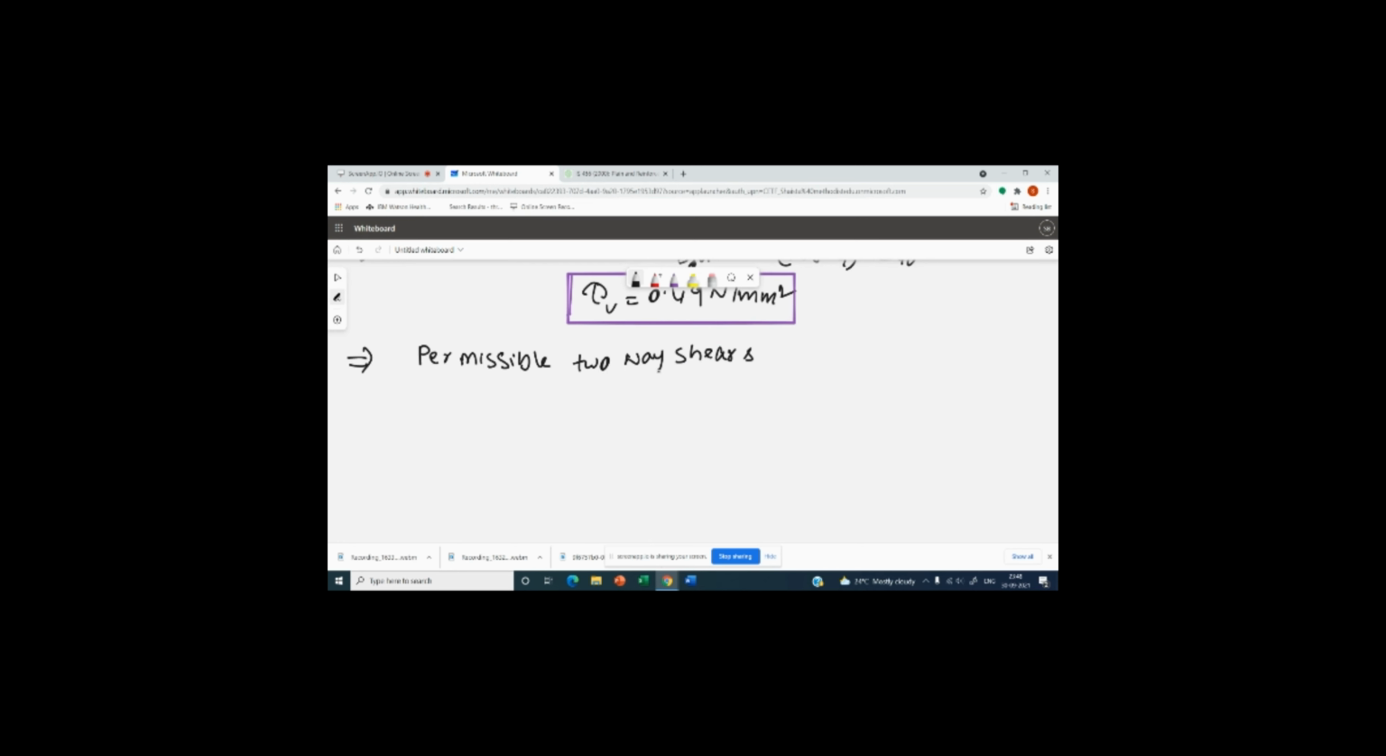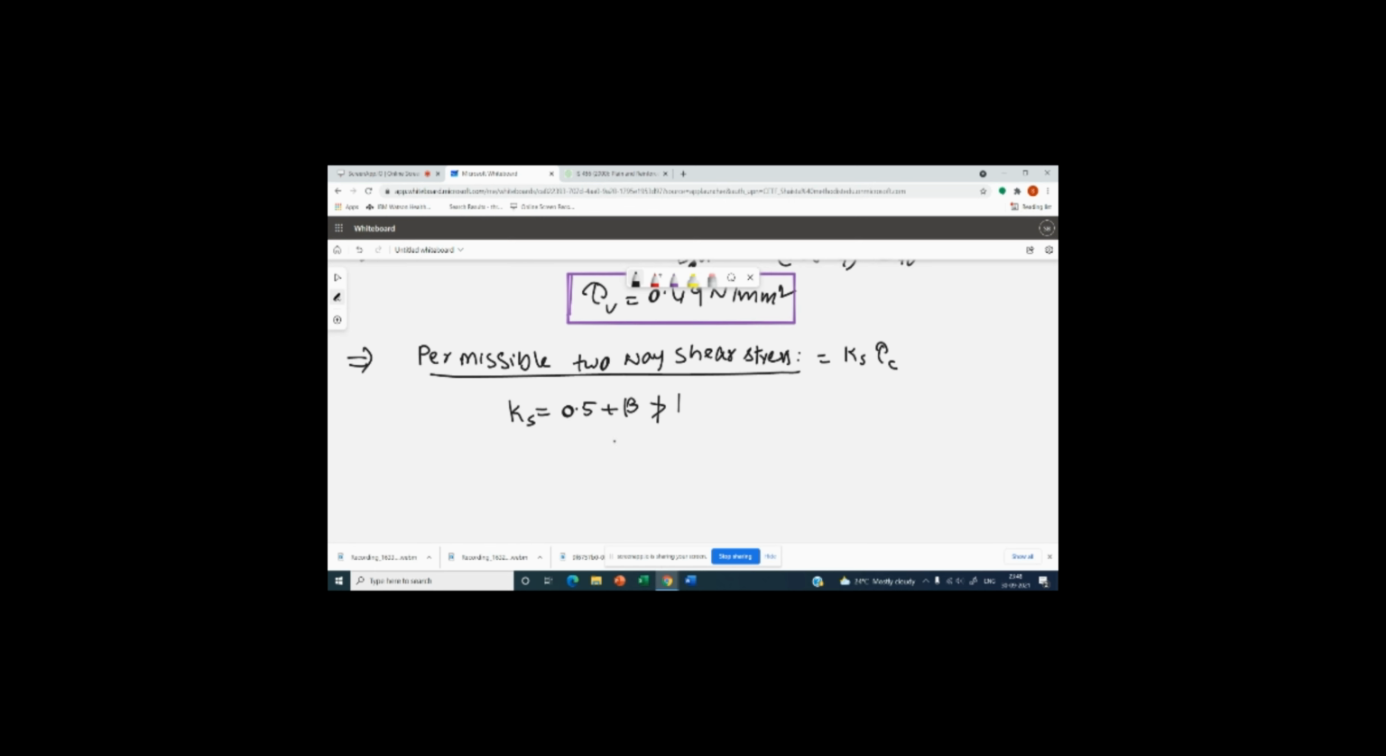Now we should see what is the permissible two-way shear stress. So if you go to the clause of IS 456 on two-way shear stress, you can find the permissible shear stress is given by Ks into tau c. So what is Ks? It is clearly given in the code. Ks is equal to 0.5 plus beta, and this shall not be more than 1. I repeat, 0.5 plus beta, and this shall not be more than 1.